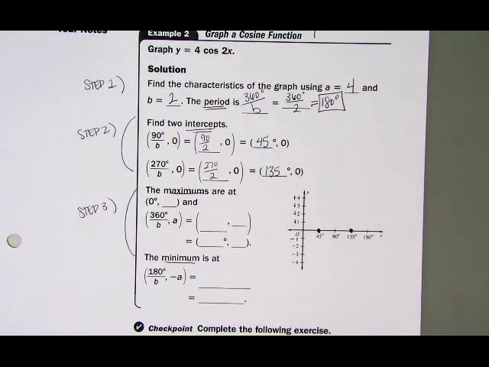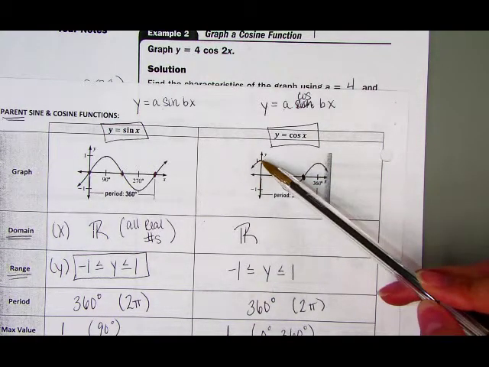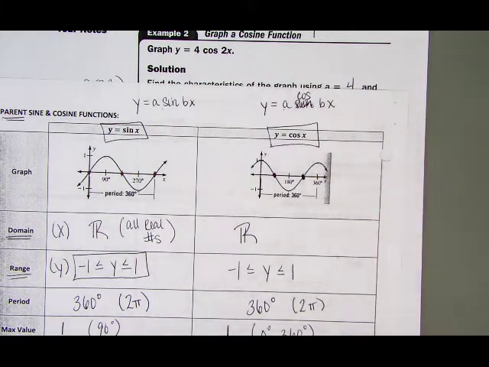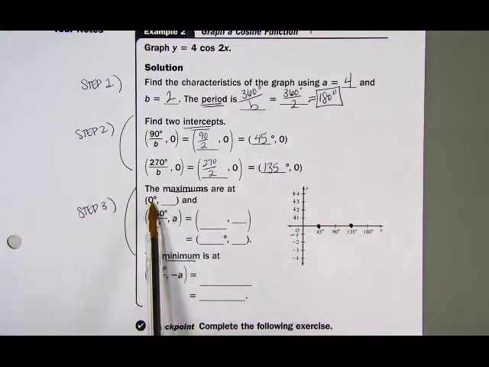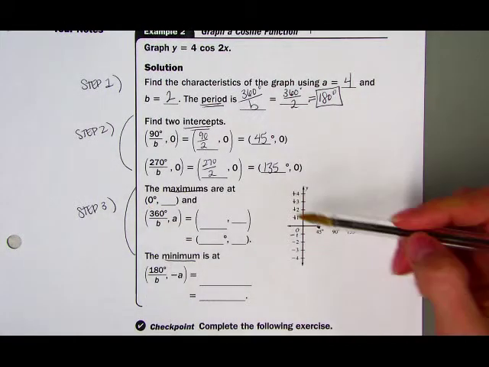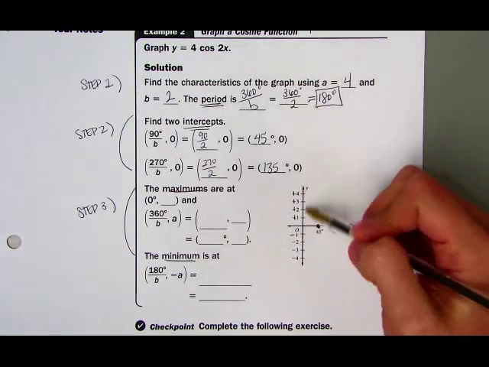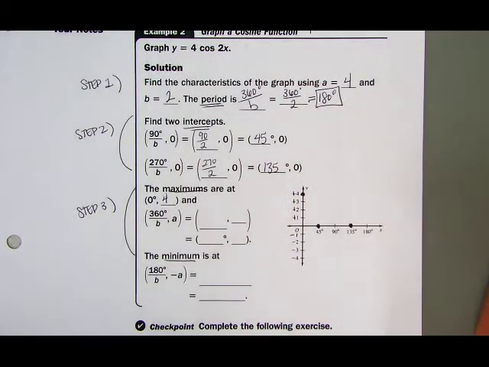The last is finding our maximum and minimum. So let's look at the maximums first, since there are 2 of them. In our parent function, our maximum happens at 0 degrees and our other maximum happens at 360. Again, we're scaling all of our degrees by our b value, which is 2, so we're dividing everything by 2. 0 degrees divided by 2 doesn't change anything, it's still 0 degrees. And since it's a maximum, our maximum always happens at our a value. Since our a value is 4, we know we have a max at 4 and 0 degrees.